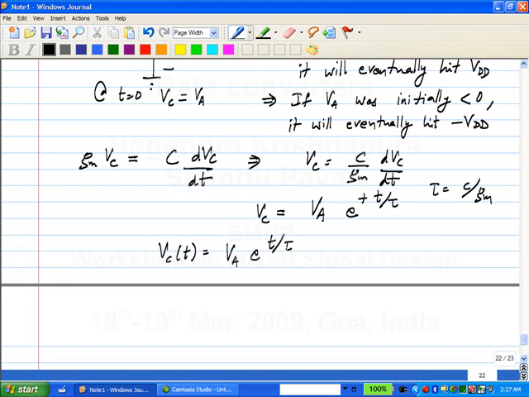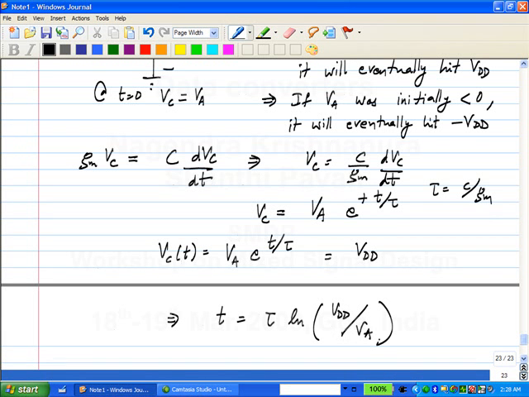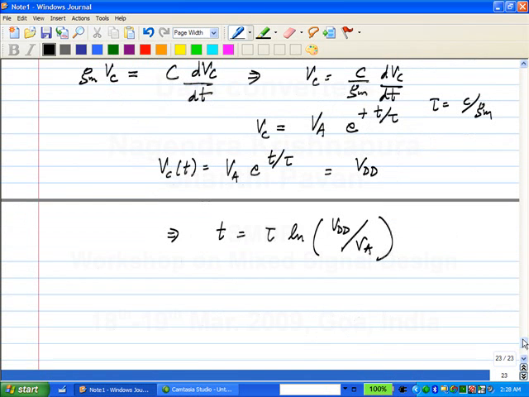Correct? And so, how long does this take to reach VDD? Yeah, you want to make this equal to VDD, correct? Which means that t is nothing but tau ln of VDD by Va. Correct? This makes sense. Why does it make sense? But what is this telling you?